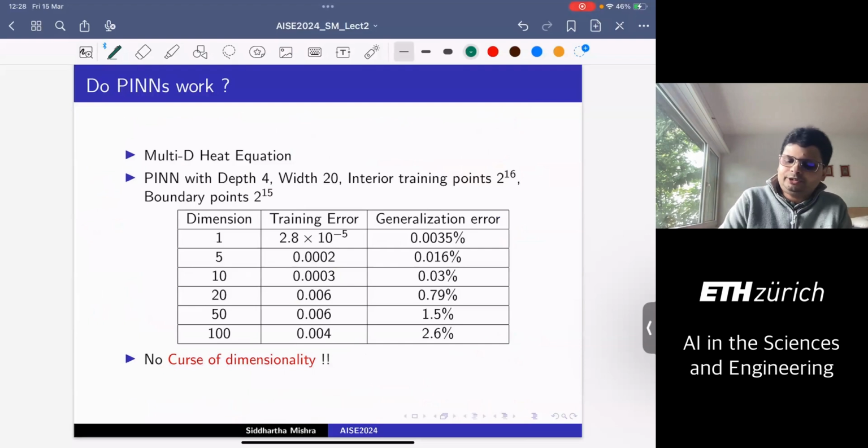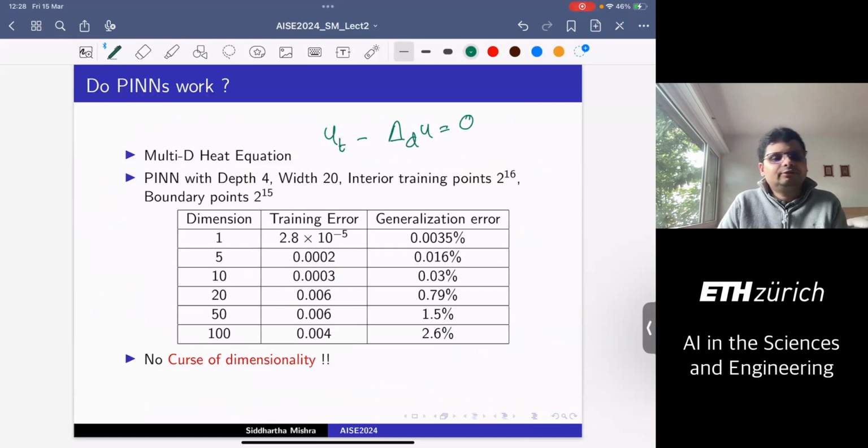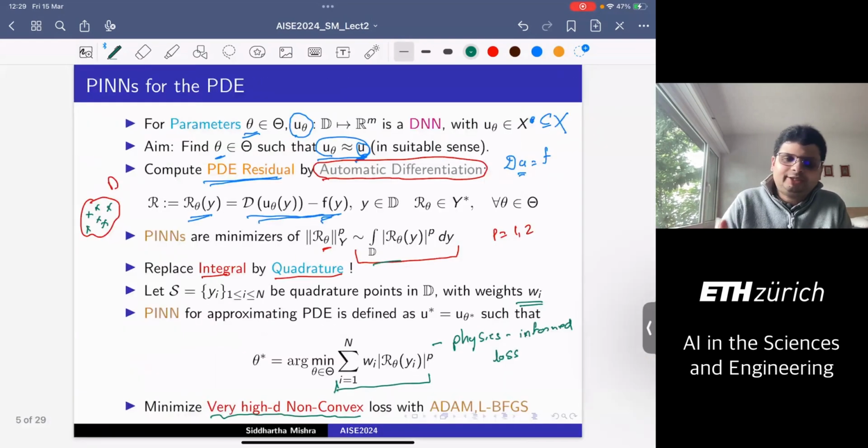So here is the multi-D heat equation. Remember, this is u_t minus Laplacian of u equal to 0. So this is the multi-D heat equation. Now D here changes all the way from 1 to 100. So this is a very high dimensional PDE. You will see later why we care about that. And then we fix the PINN here, the neural network, with just 4 layers. So you have four layers, 20 neurons in each layer, not at all a big neural network. And then we need quite a few quadrature points because we have so many dimensions. And then we try to do this approximation procedure, right? So this can be done.